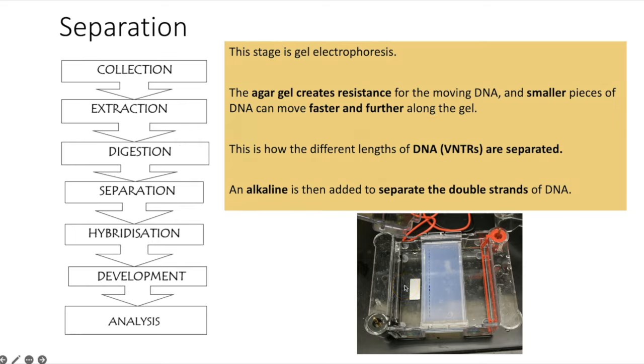Now, the agar gel creates resistance for the moving DNA, and therefore smaller pieces of DNA can move faster and further along the gel. And this is how the different DNA VNTRs are separated. An alkaline is then added to separate the DNA from being double-stranded to single-stranded.